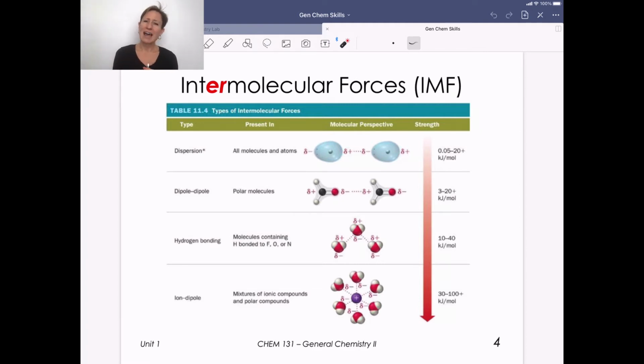Next one are dipole-dipole forces. We see these in polar molecules. So in the next slide, I'm going to do a little review as to what a polar molecule is. The next is hydrogen bonding.